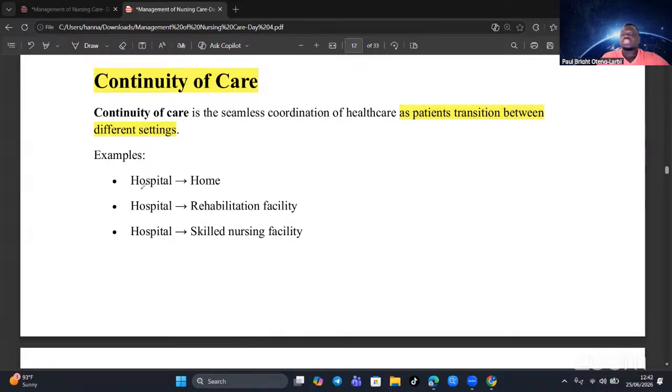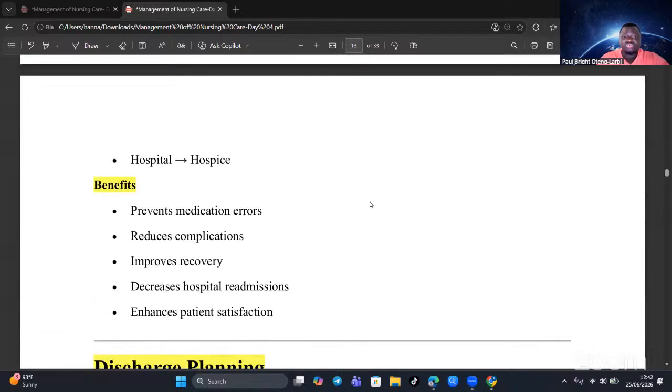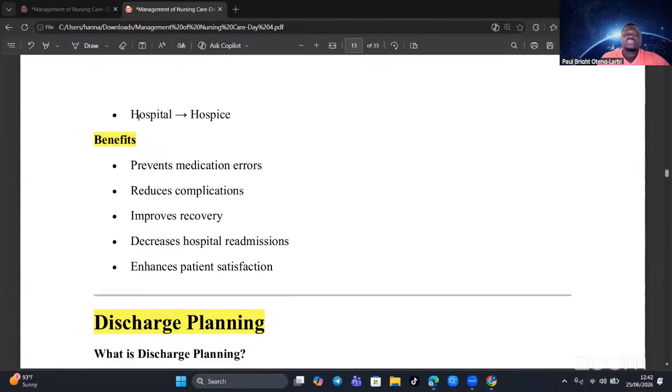So a patient will be taken, Teachubu will send a patient from hospital to care home or his home. It's either care home or home care. A patient will be brought from hospital to rehab facility, or from hospital to skilled nursing facility, nursing home. So that is what you should know. A patient will be sent from hospital to hospice for comfort care.